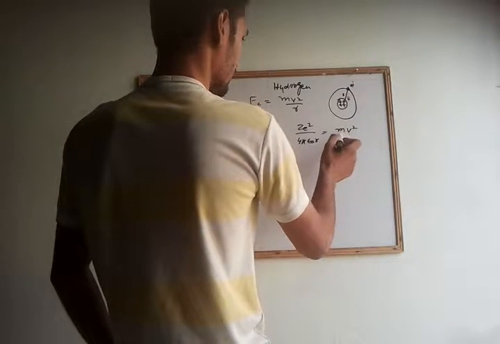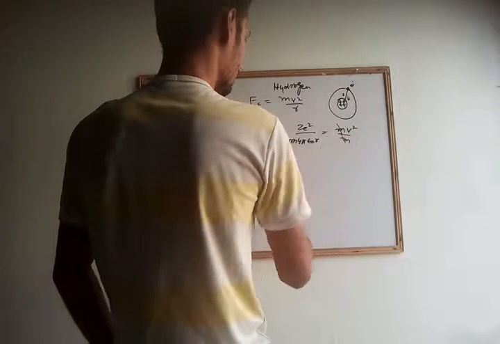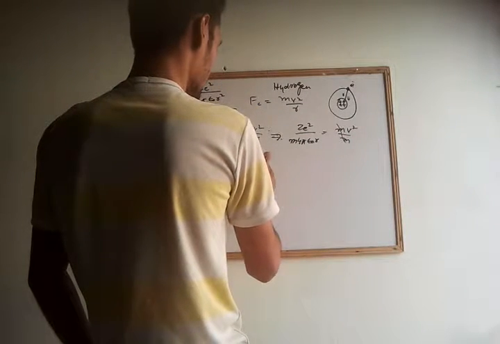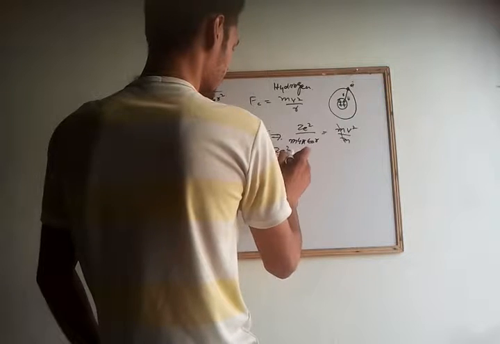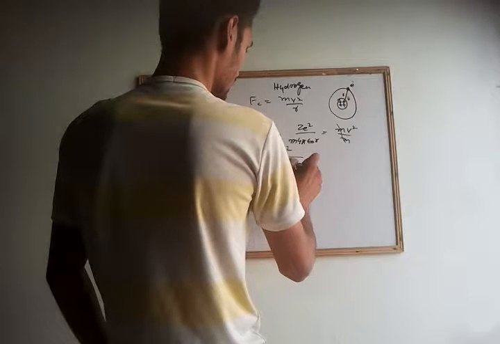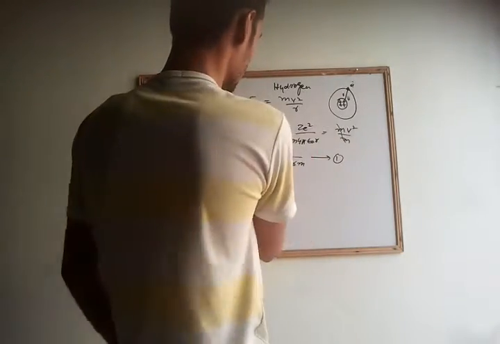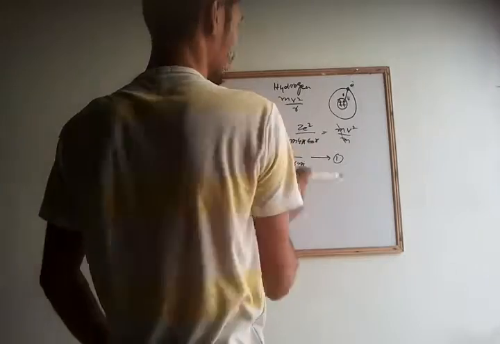Here r cancels out. This m will transfer to the other side. So v square is equal to Z e square over 4 pi epsilon naught r m. This is the first equation we got from comparing both forces.